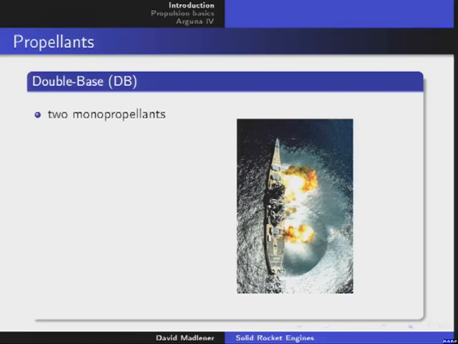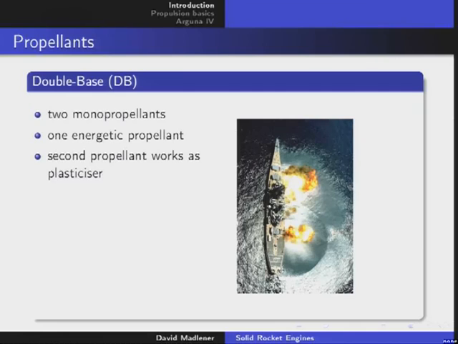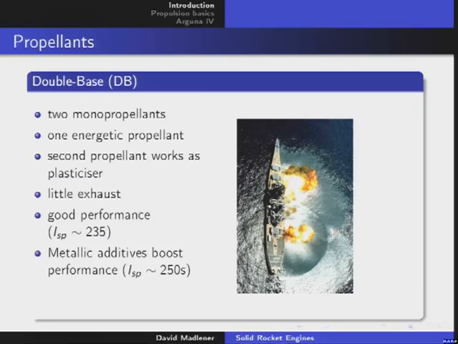And it is made of two monopropellants, normally one very energetic propellant like nitroglycerine, and a second propellant like nitrocellulose that works as a plasticizer. So one very aggressive substance mixed with one less aggressive substance gives a stable propellant. It has very little exhaust because it burns very clean. It has good performance, some 100 seconds more than candy. And if you add aluminum or magnesium, you can get over 250 seconds, so it's okay.